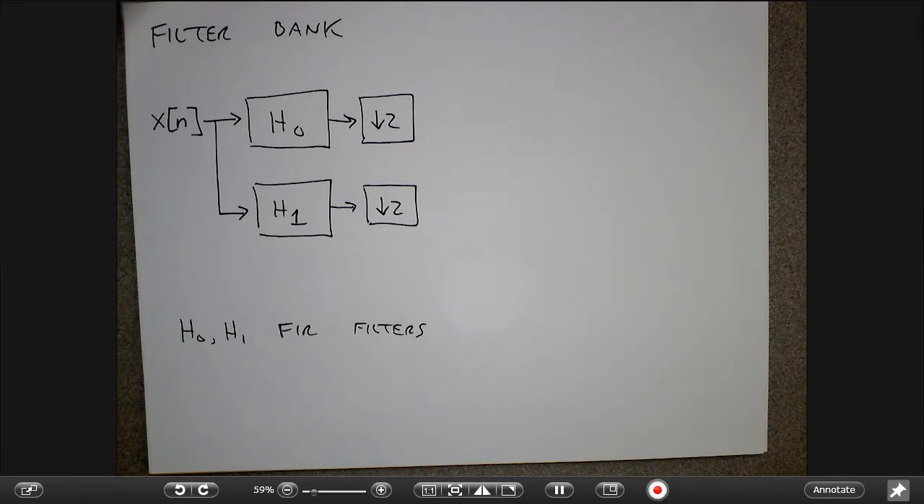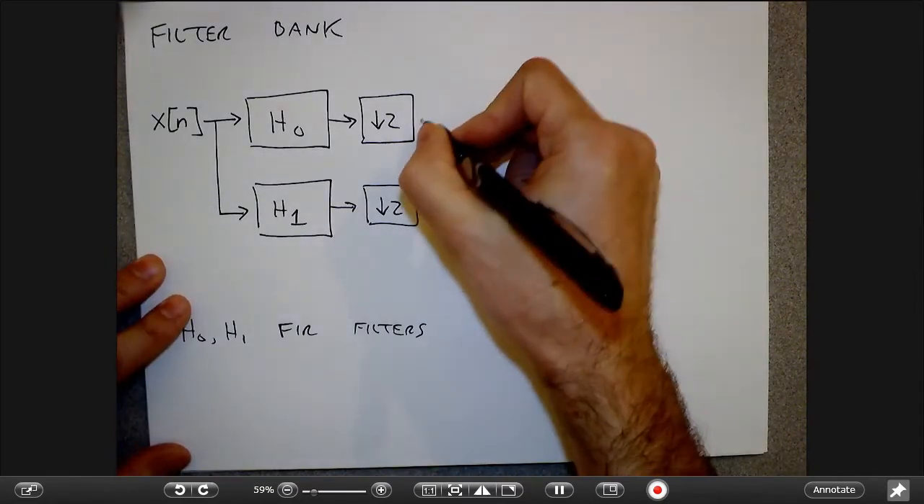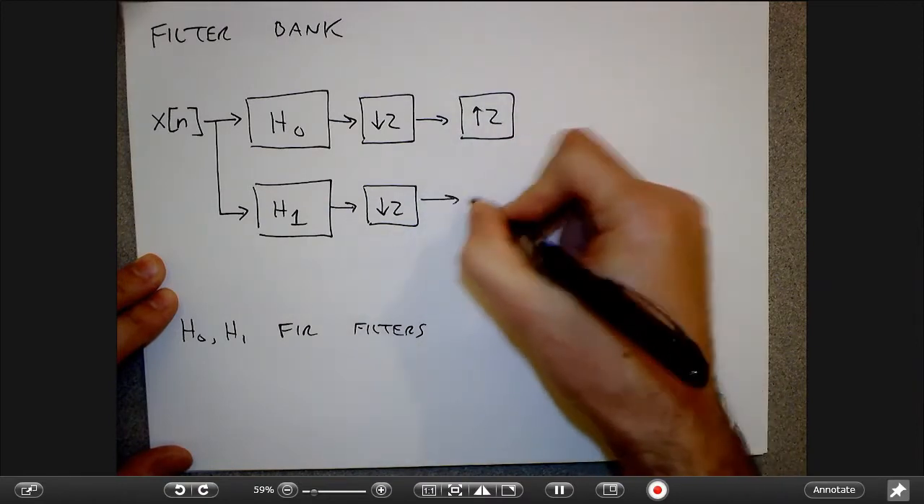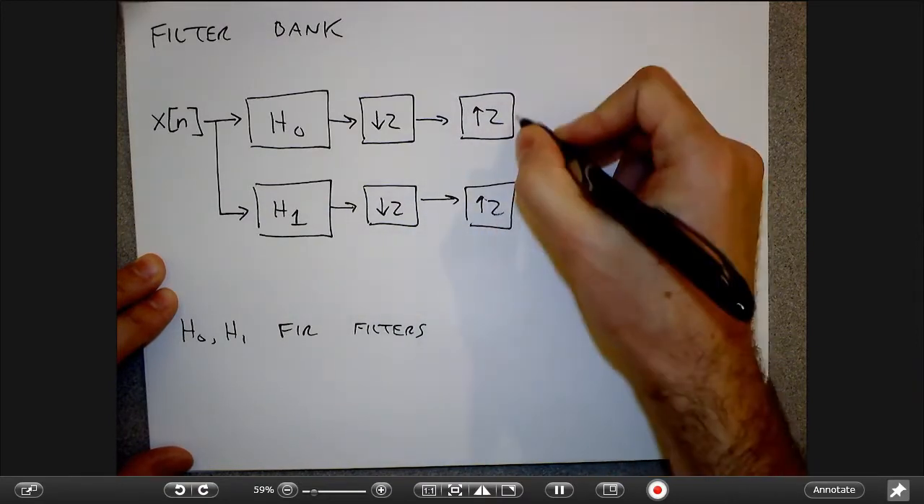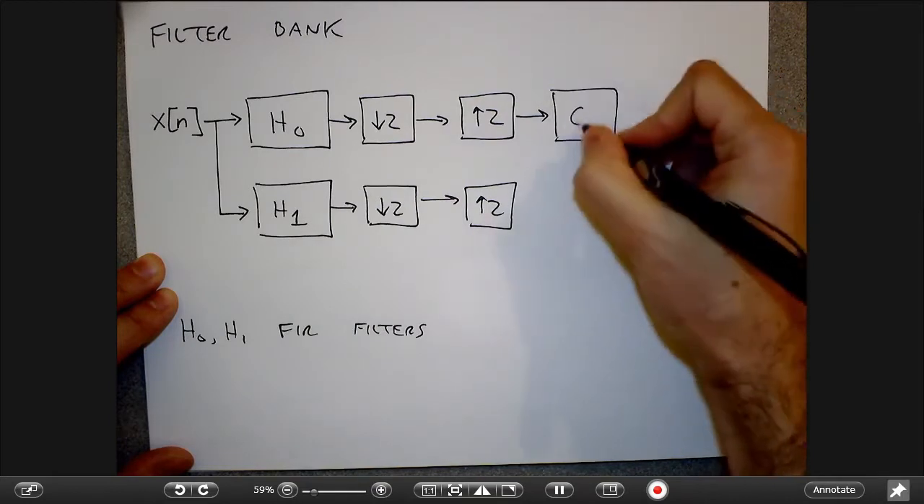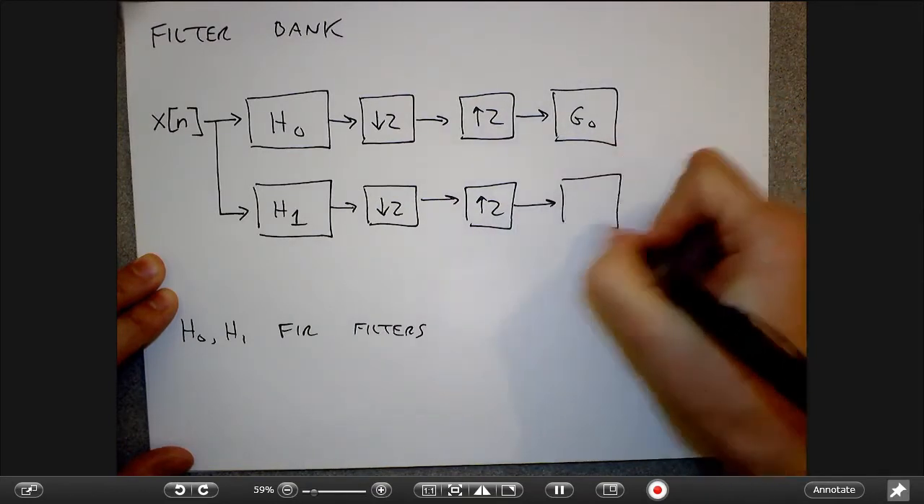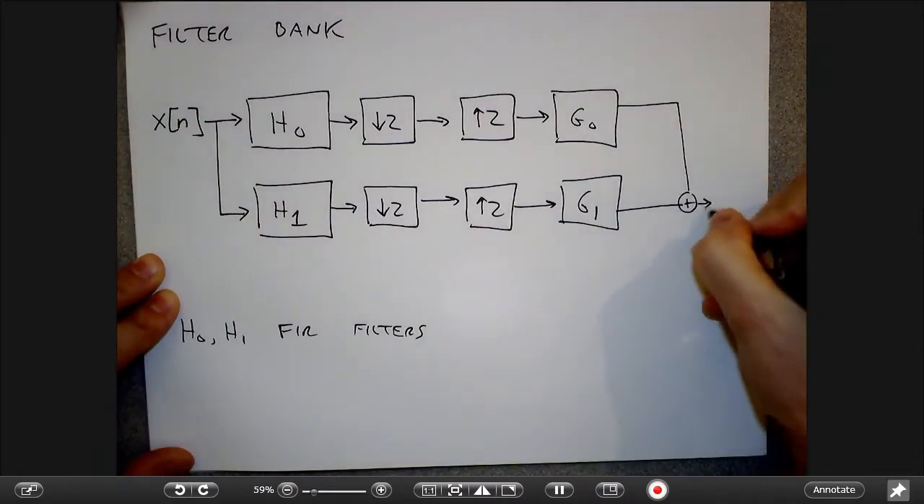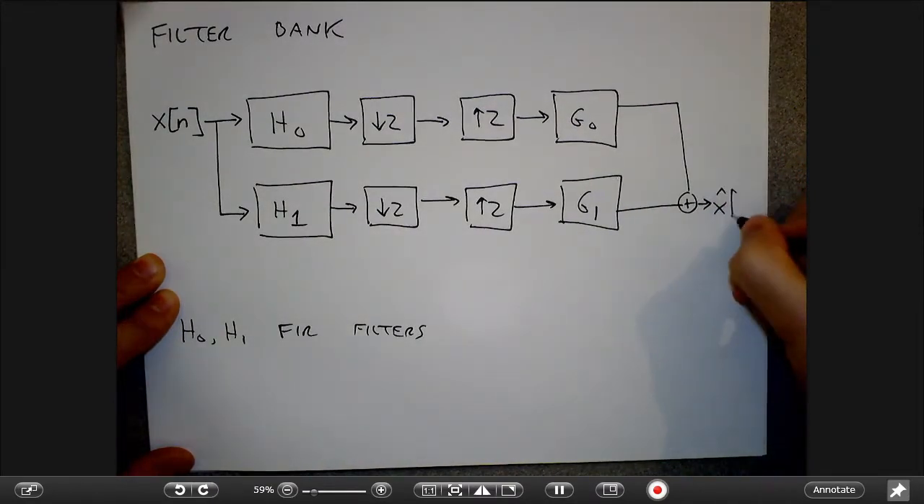And if I want to reconstruct the original function, if I want to switch my basis back to the original time domain, then what I would do is I would fill in some zeros here. I would filter these with some special filters we're going to talk about. And I would add up the results, and I would get some sort of reconstruction.